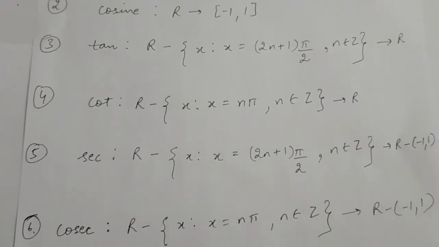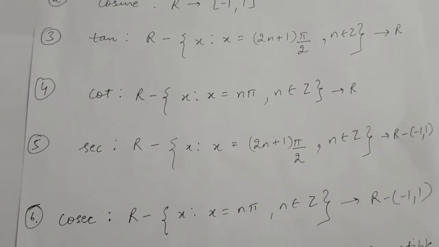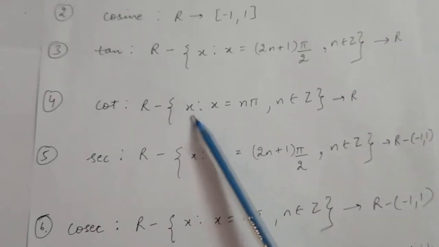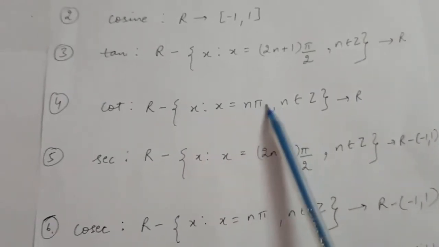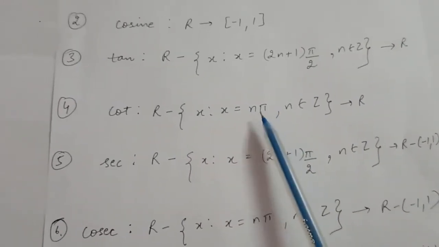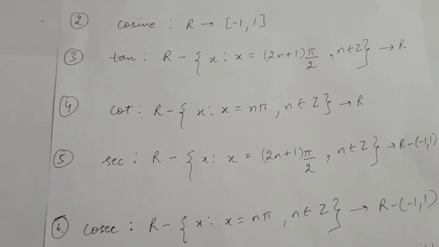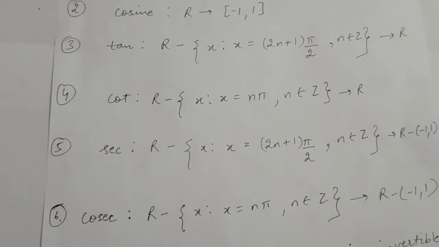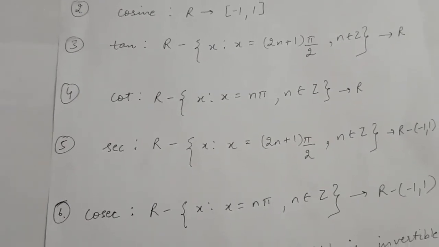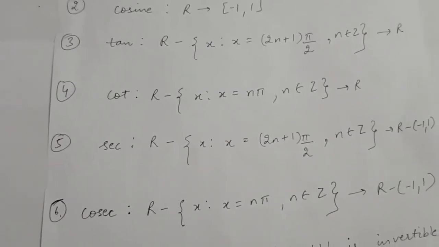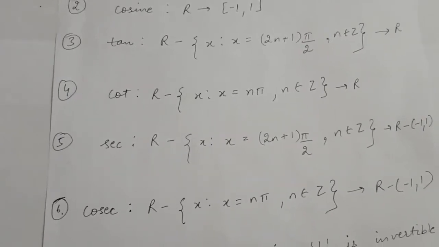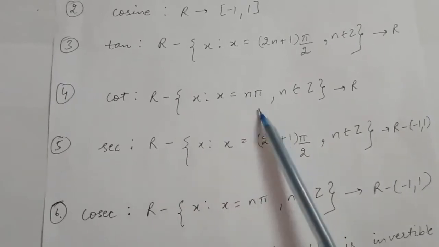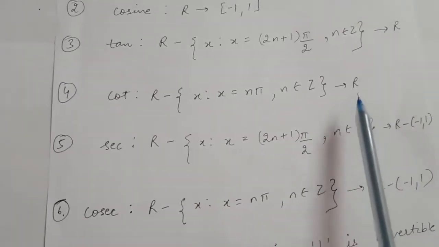Now the next trigonometric function is cotangent. The domain of cot is all reals minus this set, those values of x where x is equal to n pi, that is the multiple of pi. And why do we subtract this set? Because cot can be written as cos upon sine, and sine is 0 when x is a multiple of pi, right? Therefore the domain of cot is this and the range of cot is all the real numbers.